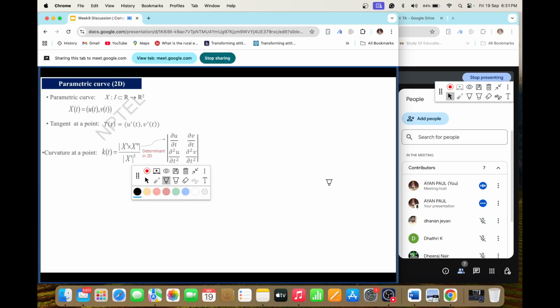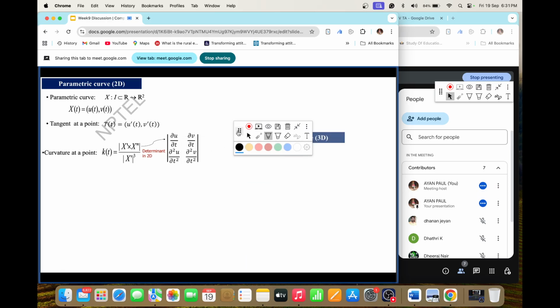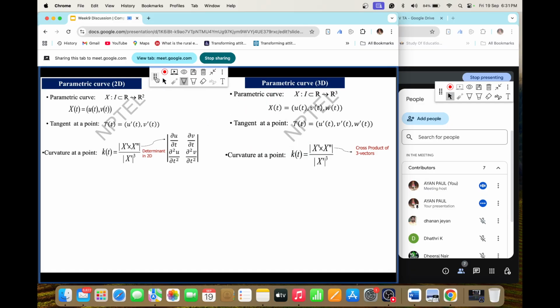Parametric curve. We have 2D and 3D parametric curves. What is a parametric curve? It means we use a parameter to describe the curve. In a 2D parametric curve, we use one parameter, t, and with this one parameter we make two things, the x and y coordinates. So u(t) is the x coordinate and v(t) is the y coordinate.